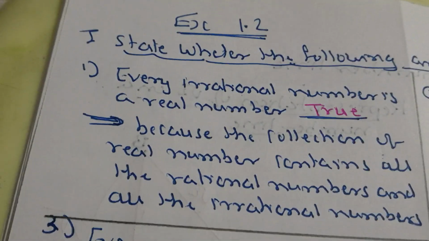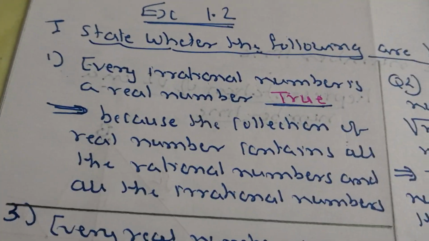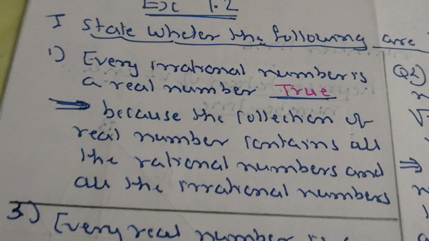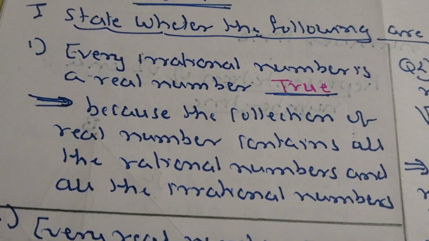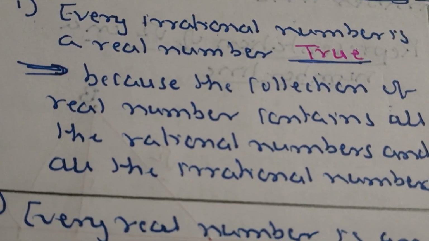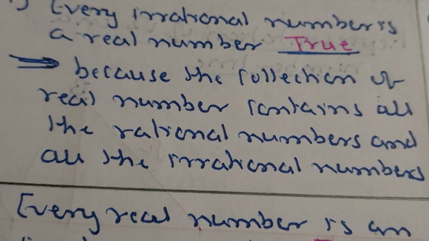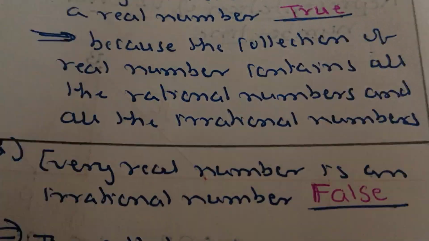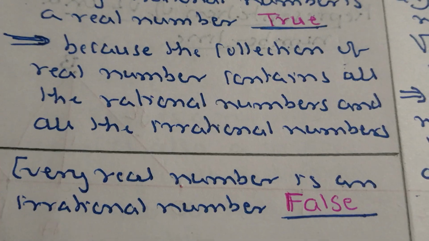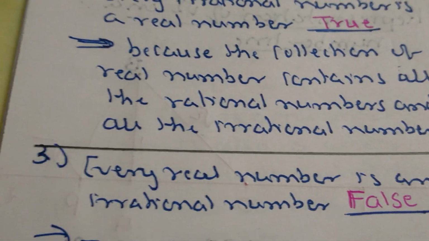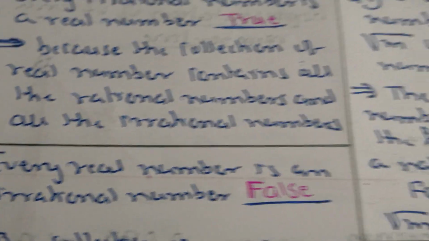Exercise 1.2. This is true or false. State whether the following sentences are true or false. Every irrational number is a real number. The statement is true because the collection of real numbers contains all the rational numbers and all the irrational numbers.